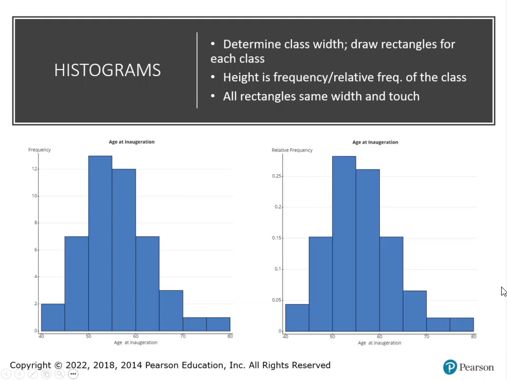If we want to think about histograms, there are a couple of things you need to understand. First of all, you would determine the class width or the bin. If you had to draw it by hand, you could. Remember that your height is equal to the frequency or the relative frequency of that class or bin. And another characteristic of our histogram is that all of the rectangles are going to be the same width and they are going to touch.